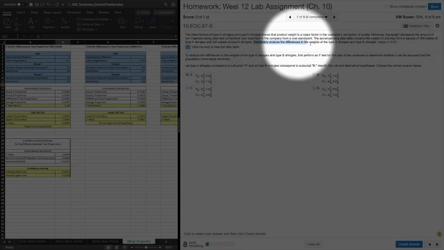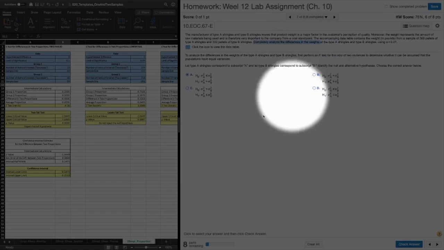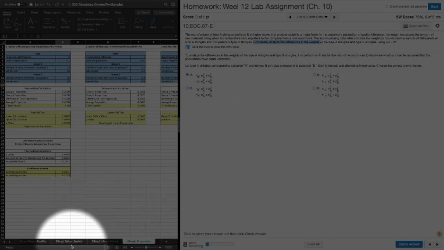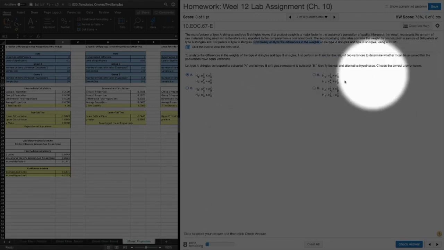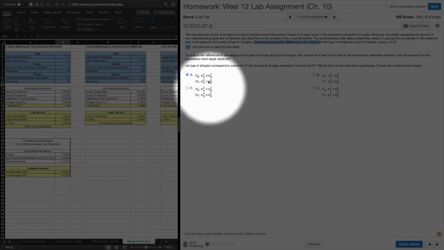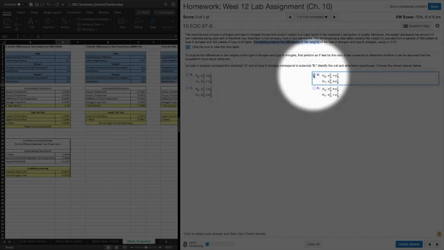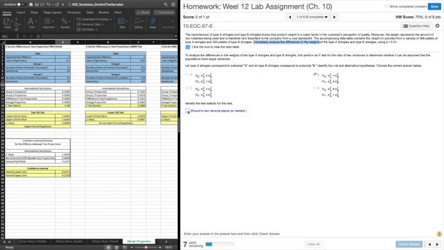We completely analyze the difference in weights, meaning we're going to first test the variances to figure out whether we need a separate variance test or a pooled variance test. And once we figure out which one we need, we're actually going to do the test. Of course, we're trying to see whether the two variances are equal, so it's this question. Identify the test statistic. We need to look into the table.